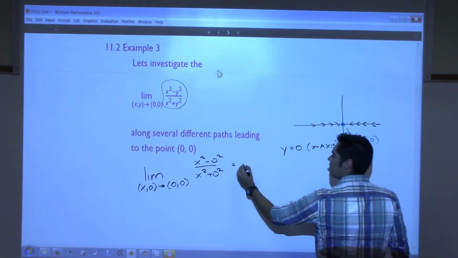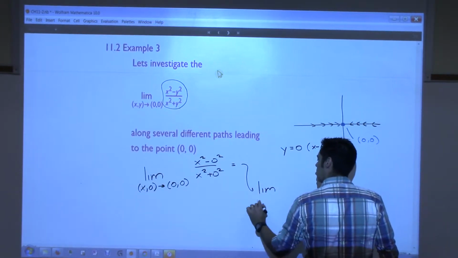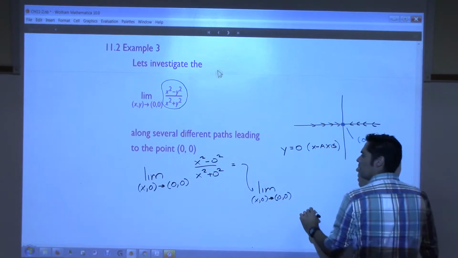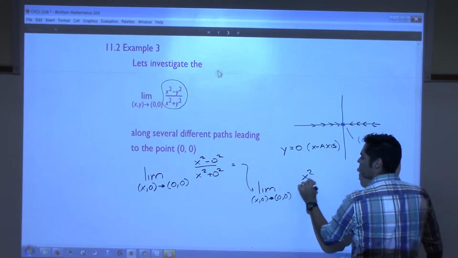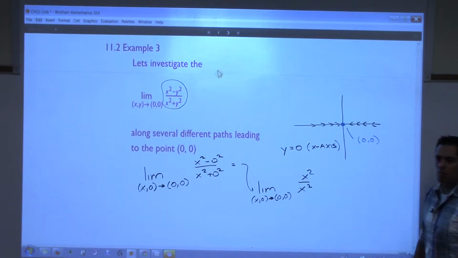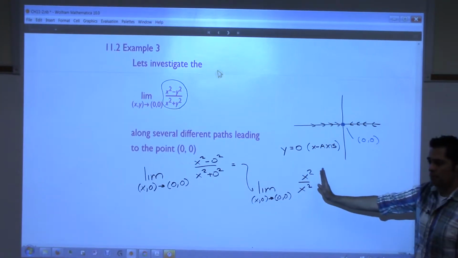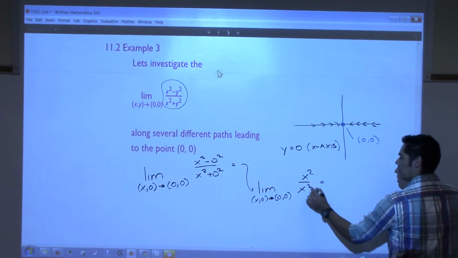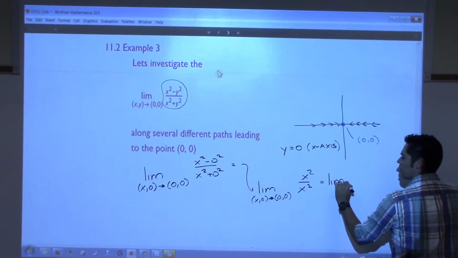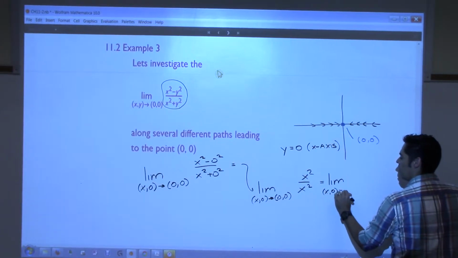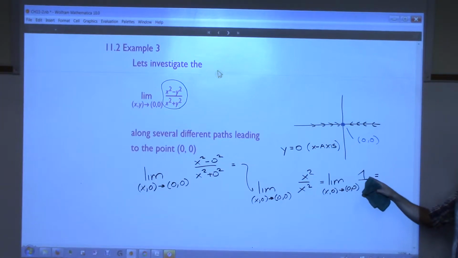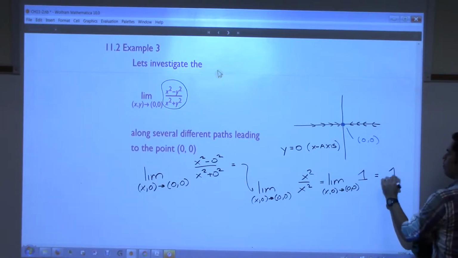Which equals the limit as (x, 0) approaches (0, 0) of, well, that's just x squared over x squared, right? And what's x squared over x squared? That's going to be 1. I can reduce this before I take the limit. So I'll write it one more time. Limit as (x, 0) approaches (0, 0) of 1. And what's the limit of a constant? Just the constant. So we get 1.